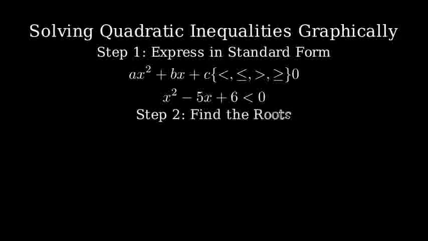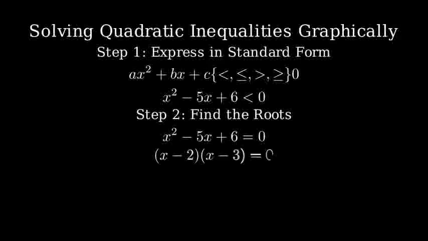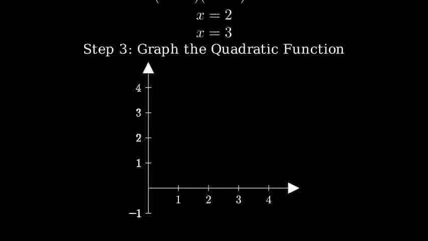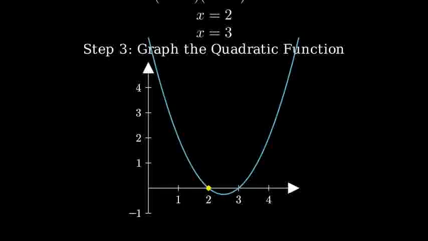Step 3. Graph the quadratic function. We'll graph y equals x squared minus 5x plus 6. Let's plot this quadratic function. Step 4. Determine the regions. The roots divide the number line into intervals. We'll evaluate the sign of the quadratic within each interval.